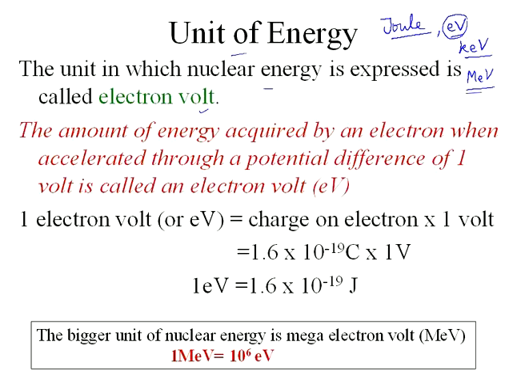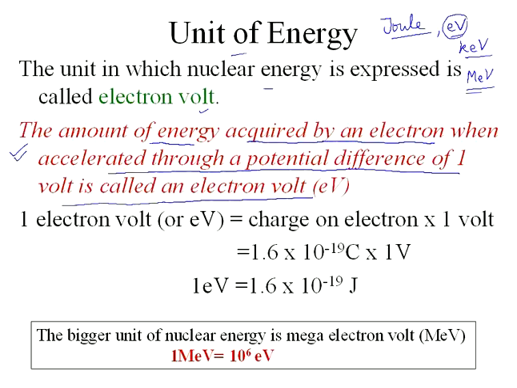What is the electron volt? How to define it? We define the electron volt as the amount of energy acquired by an electron when accelerated through a potential difference of 1 volt. So electron volt is the acquired energy by an electron when it is accelerated through a potential difference of 1 volt. This is simply the definition of the electron volt.